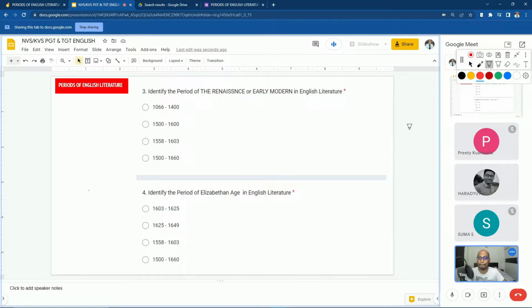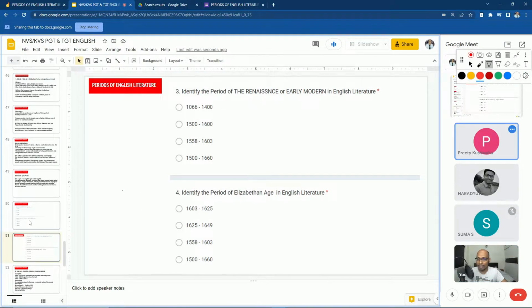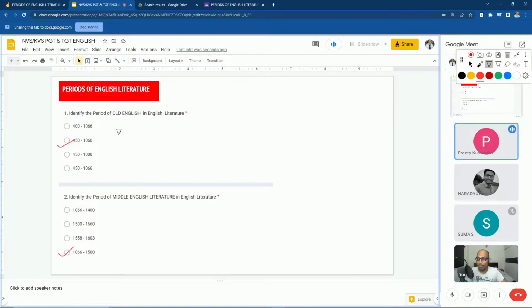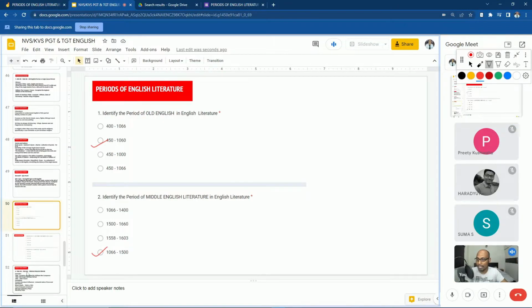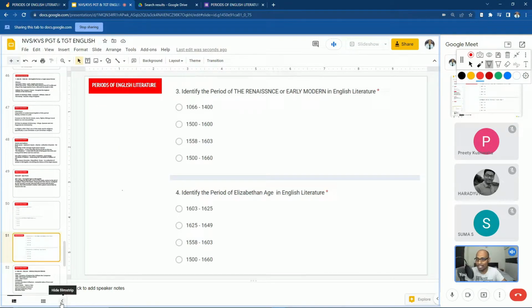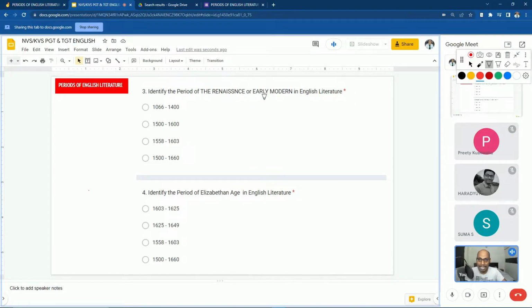Preeti ma'am? Yes, sir. Actually, the Renaissance period. Wait, sir. Okay, we'll go in a systematic manner. Now you see this question, Preeti. Old English period starts from 450 to 1066, correct? Yes, sir. Then Middle English literature is 1066 to 1500, correct? Yes, sir. Now follow the same sequence. There is some gap, that's why you are getting confused, I suppose. Now find out the period of Renaissance or early modern in English literature.